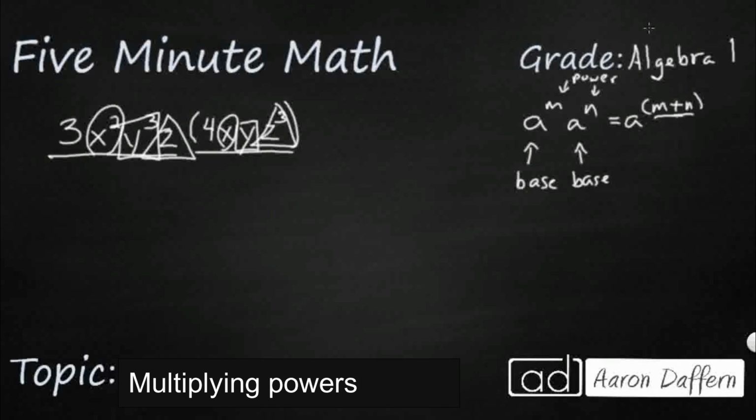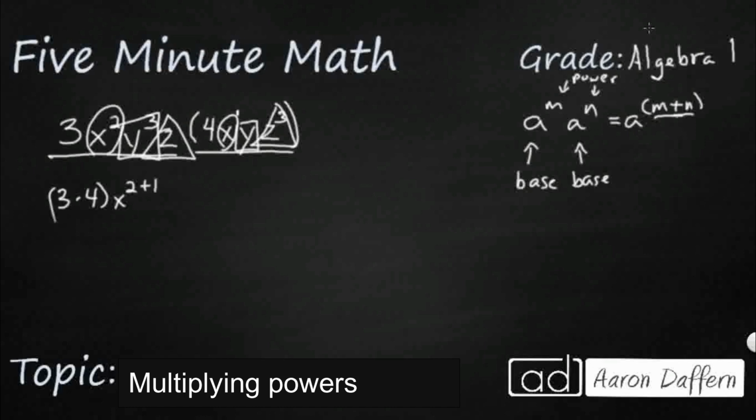So let's just see what happens here. I'm going to merge these, and I'm going to look at each base separately, right? So this 3 times 4, I can just handle that right there. 3 times 4. Now let's see what happens with my x's. I've got x to the second power, and then I've got x. There's nothing right there, but whenever there's not an exponent there, we can always assume it's to the first power. So I've got an x to the second power, x to the first power, so I'm going to add those two.